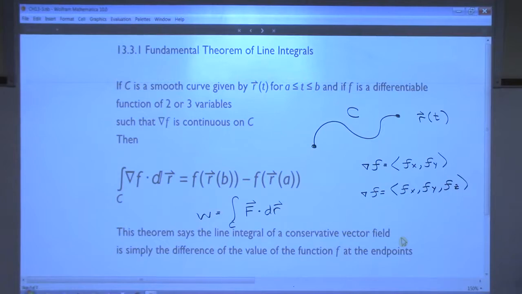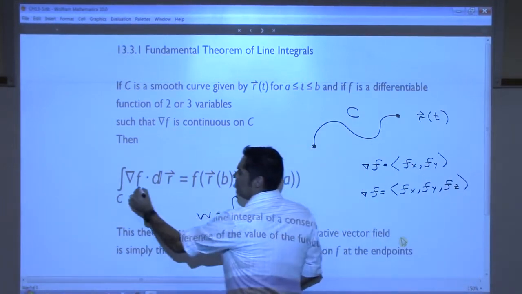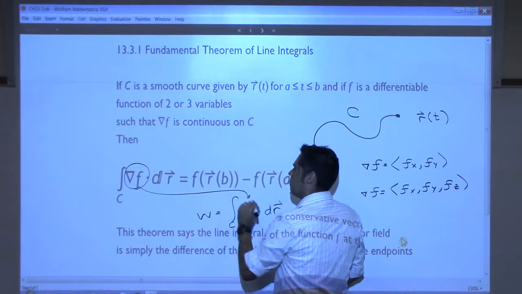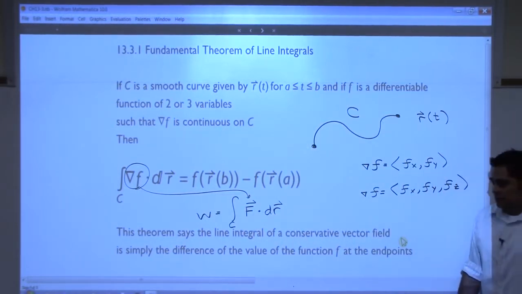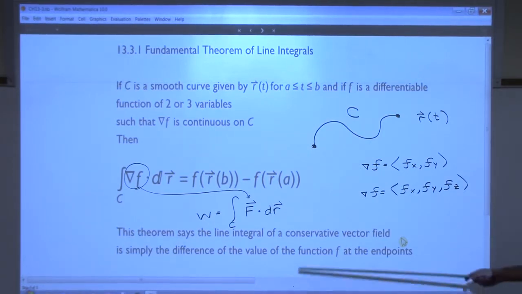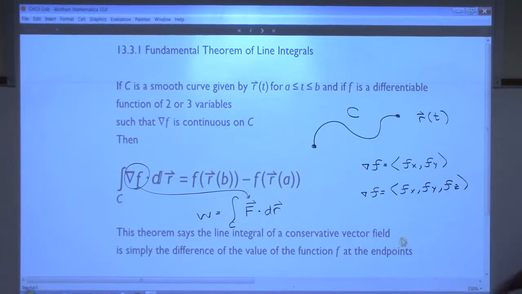But there's a huge requirement here. We must have that our vector field F is the gradient of some scalar function. Okay? This theorem also says in some way that the line integral of a conservative vector field is simply the difference of the value of the function little f at the endpoints. Okay. What does that mean? Do y'all remember what it meant for a vector field to be conservative?